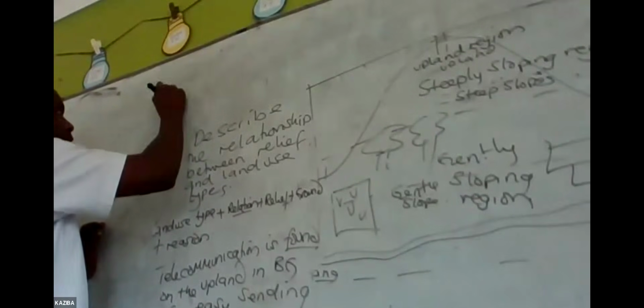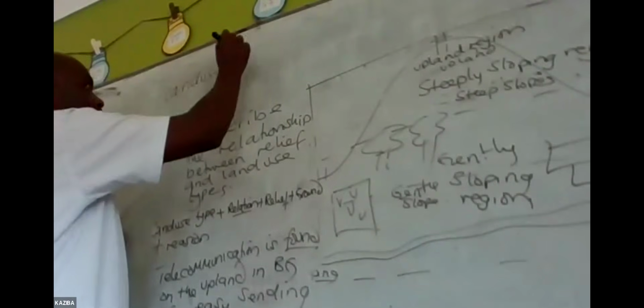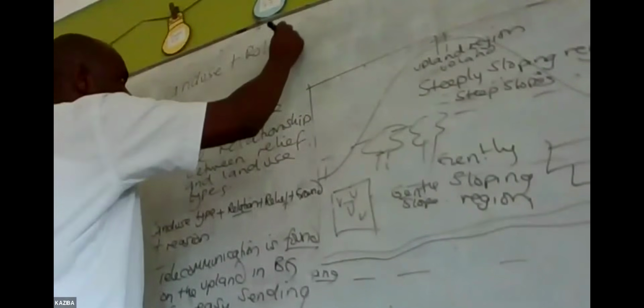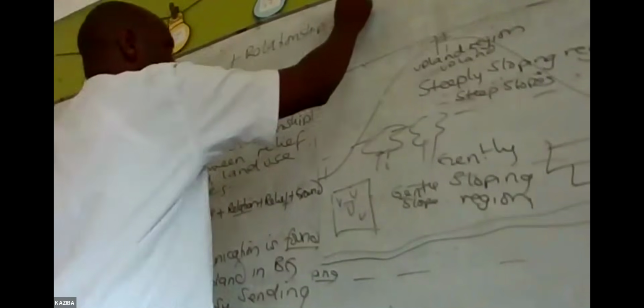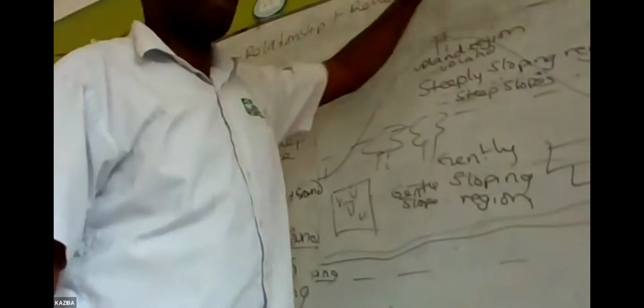So what are we looking at? Let me write them here. We're looking at land use plus relationship plus relief plus ground plus reason. So you look at land use, relationship, relief, ground, and reason.